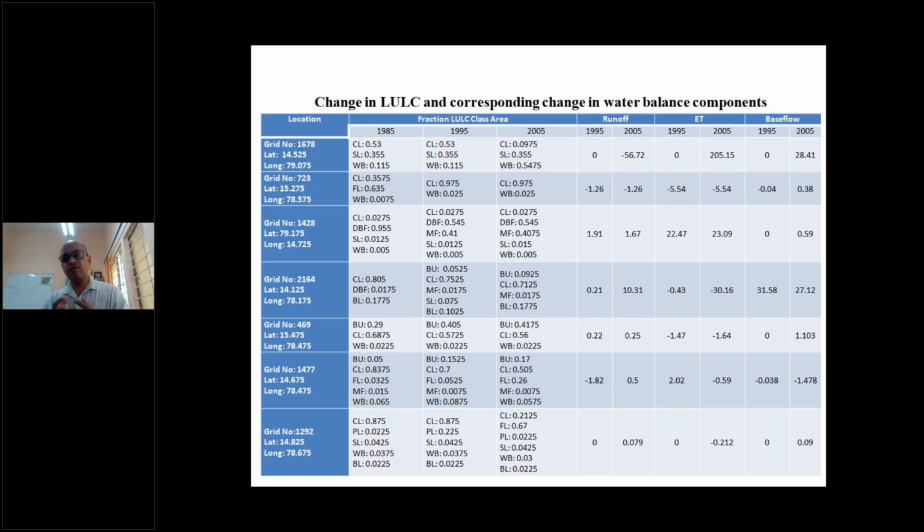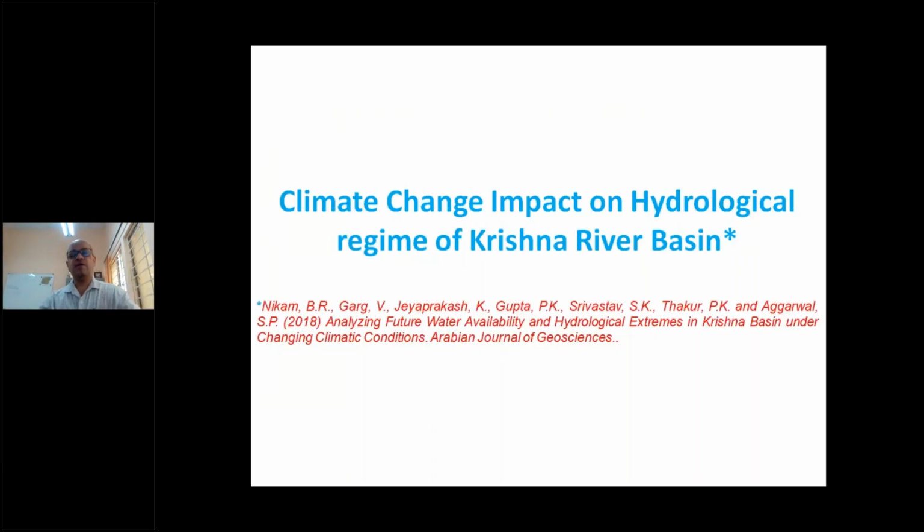Unless you have change in a basin in only one direction, that the vegetation is losing and urbanization is increasing everywhere, only then will you have some numerical impact on basin scale results. Otherwise, the impacts will be local, which we have proven using this method.